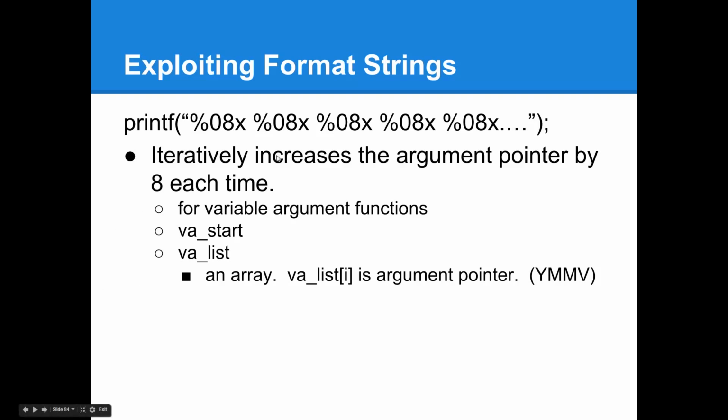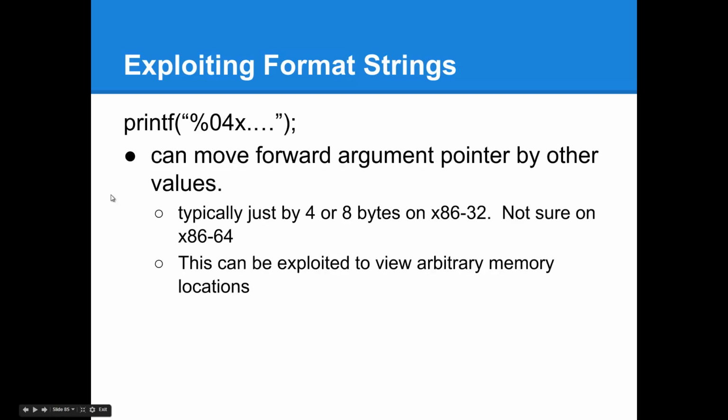And this will increment, it should be noted, the pointer used to handle the variable amount of arguments by 8 each time, which is the va_list iterator, however it is implemented for a given variable argument function that has the format string variability. You can move it forward by other values, not just 8 or 4, but typically just those.